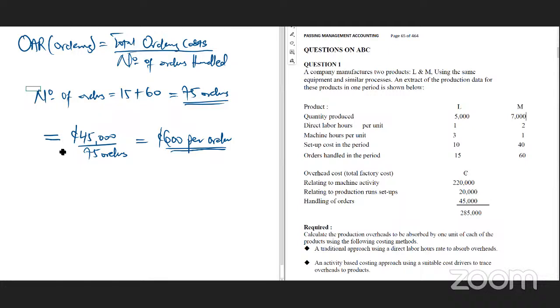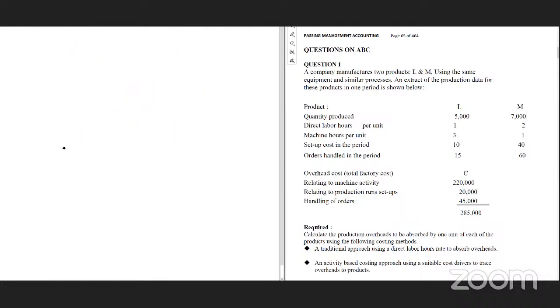So now that you have this, you now need your cost card, right? So let's go and get our cost card using ABC. Somebody's background is quite noisy. Okay, so cost card using ABC, right? So in that case, I have product L and I have product M. So we need to determine the cost card for each of the products.